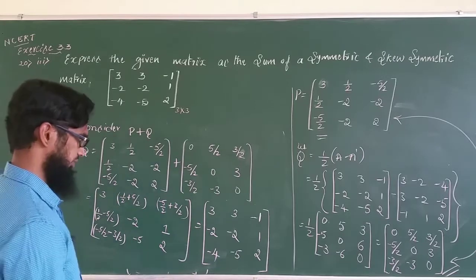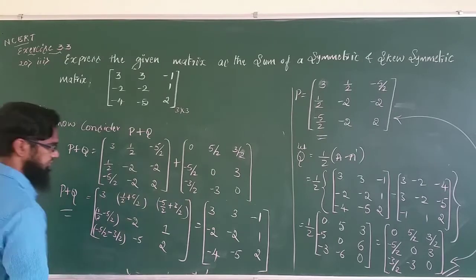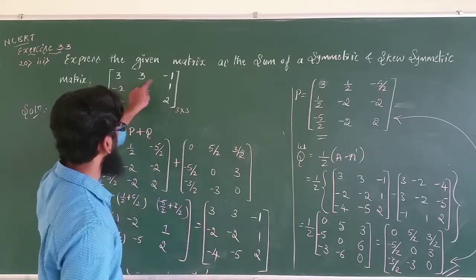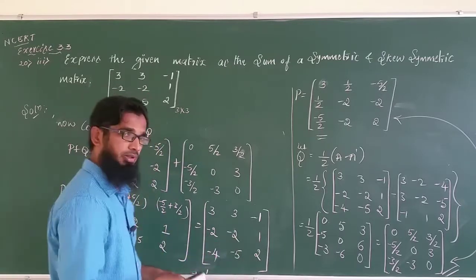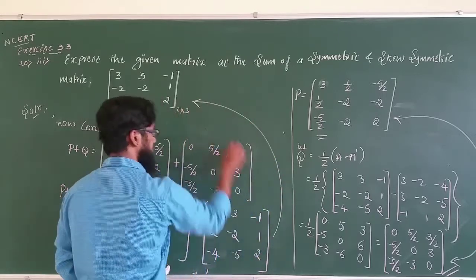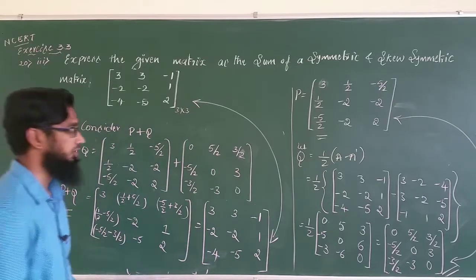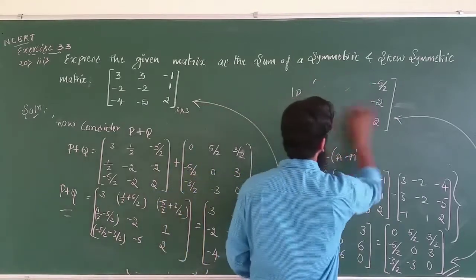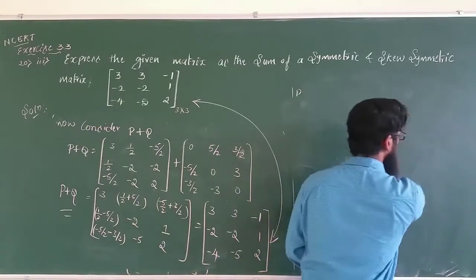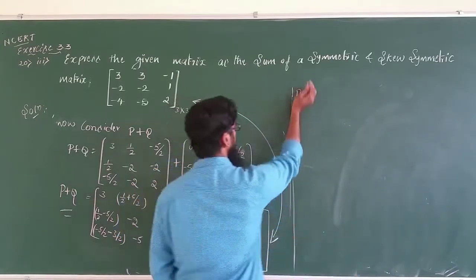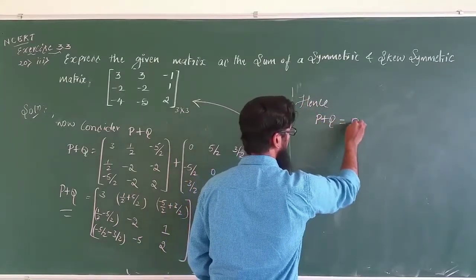Now we just compare the P plus Q matrix. Just see here, this is 3, 3, 1, 3, 3, 1. The second row is minus 2 and 1, then minus 4, minus 5 and minus 2. From that we can say that this P plus Q is equal to the given matrix A here. Therefore, from this we can prove that any square matrix can be expressed as the sum of a symmetric and a skew symmetric matrix. Hence P plus Q is equal to the given matrix A.